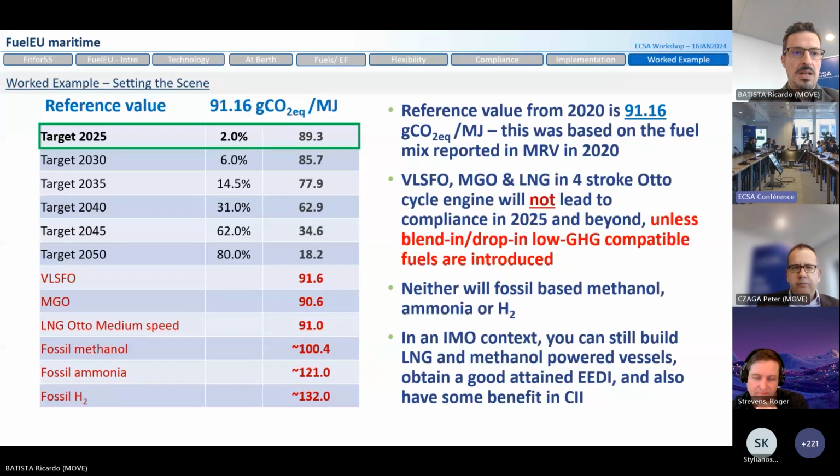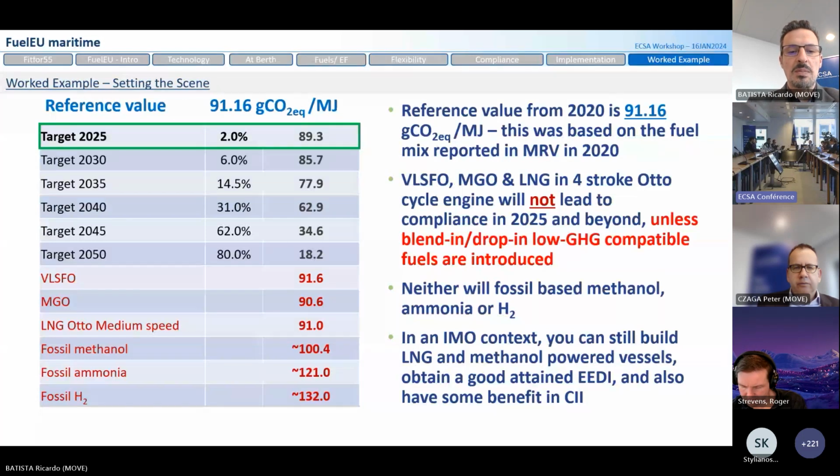So we already mentioned the reference value. We start by highlighting the importance of the reference value in the context of the regulation. It provides the starting point for assessment of the performance, in terms of greenhouse gas intensity, of different ships. In the table, you see here the different targets translated into concrete values in grams of CO2 per megajoule, from 2025 to 2050.